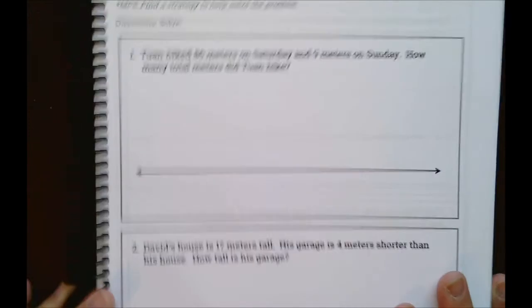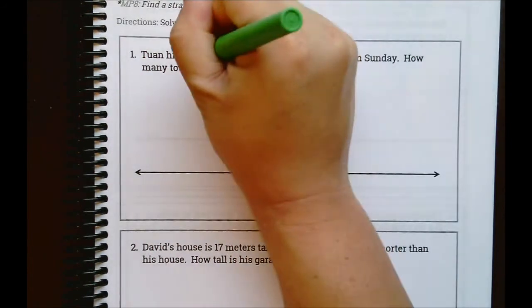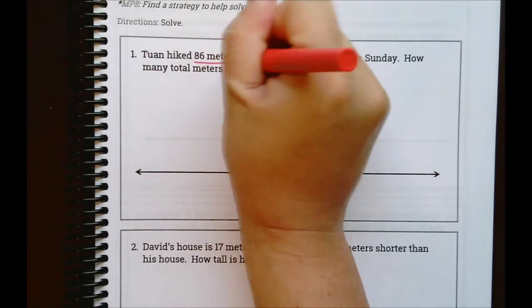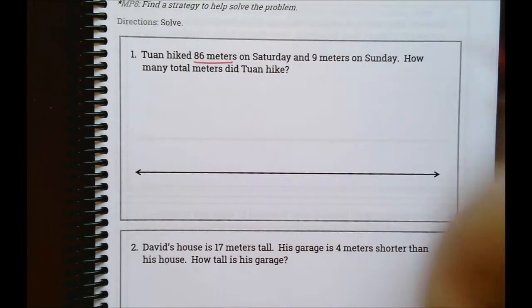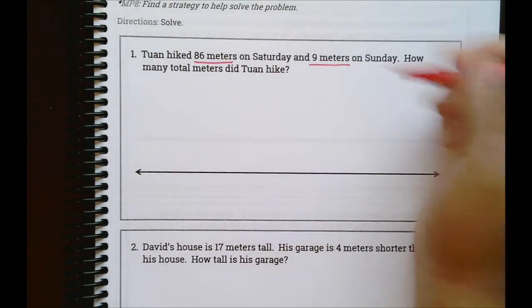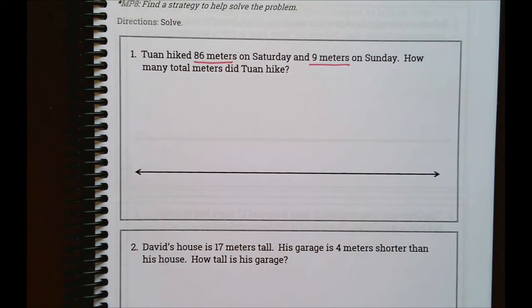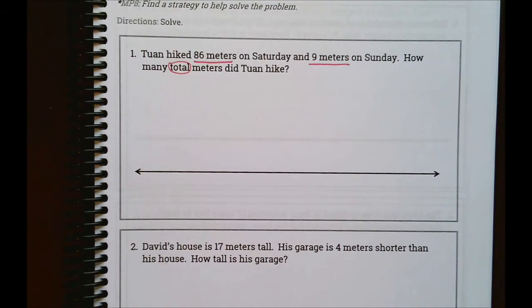All right. Tuan hiked 86 meters on Saturday and 9 meters on Sunday. How many total meters did Tuan hike? Okay, well, I know that I have 86 meters. And he hiked 9 more on Sunday. So one day he did 86, the next he did 9 meters. I know that we're looking for the total meters. So that means that I am adding.